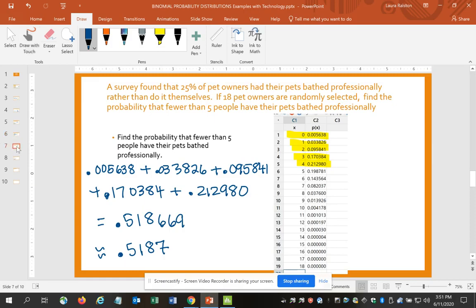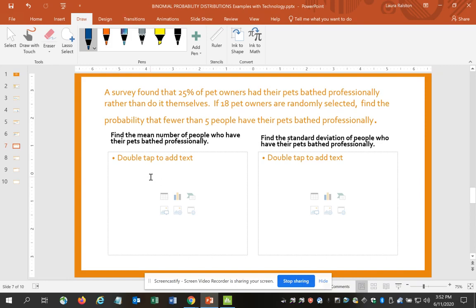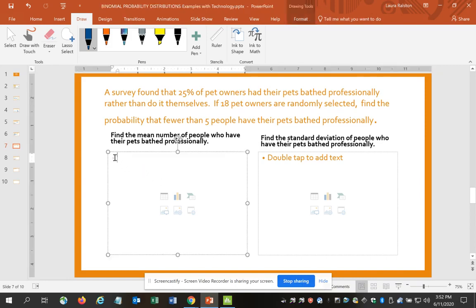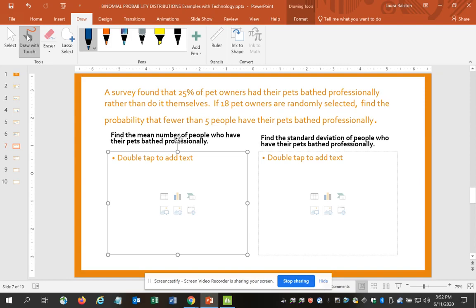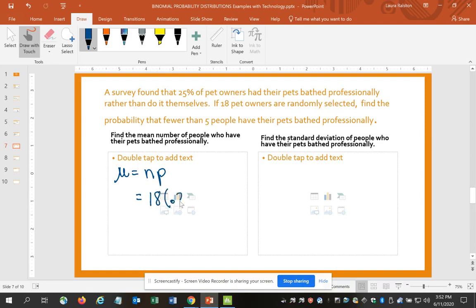Again, we can also calculate the expected number or the mean number of people who have their pets bathed. Again, guys, remember it's strictly a formula. The mean is the sample size times the probability of success. We had 18 pet owners times 25%. So using your handheld calculator, 18 times 0.25 is 4.5. So we would expect 4.5 pet owners to have their pets bathed professionally.